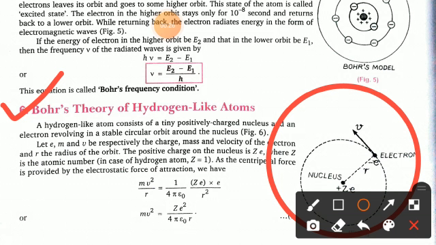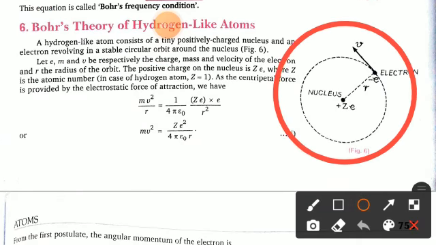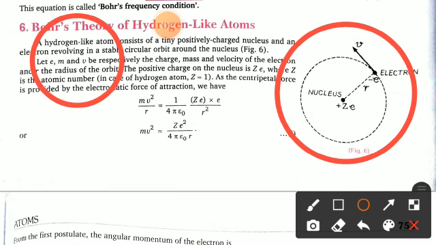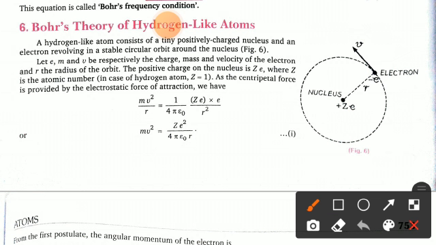So a hydrogen-like atom consists of a tiny positively charged nucleus and an electron revolving in a stable circular orbit around the nucleus. You can see from this figure number 6. Clear? What's going on here? Let e, m and v respectively be the charge, mass and velocity of the electron, and r be the radius of the orbit. So the positive charge on the nucleus is how much? Ze, where Z is the atomic number. If we are considering the hydrogen atom, Z is how much? 1, because the atomic number of hydrogen is 1.